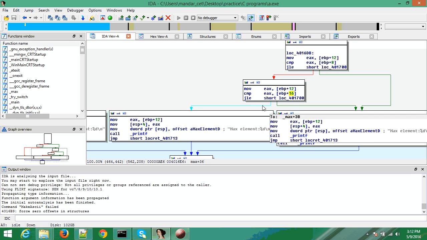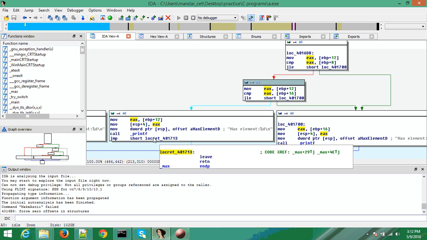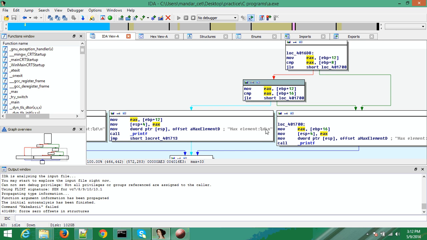So that means if b is greater than, in this case, if you think about it, it's comparing if b is less than or equal to c, then jump over here. However, if b is greater than c, it's coming over here and saying max element %d\n. It's moving EBP plus 12, moving that into ESP, and the same thing that we can see.